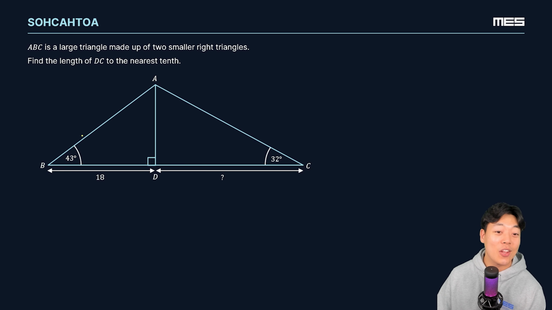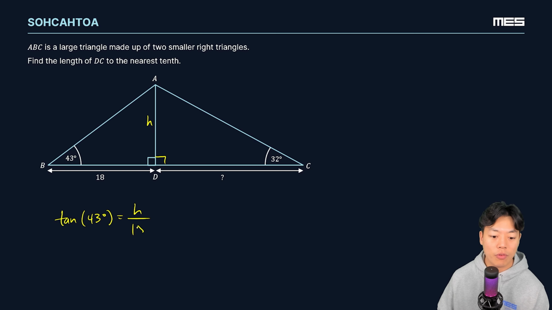ABC is a large triangle made up of two smaller right triangles. Find the length of DC to the nearest tenth. So this is what I'm looking for, this question mark. All right. I'm given this 43 degrees. I know that AD is a line that these two triangles within the larger triangle share, so this is also a right angle. So in order to find this H, I know that tangent of 43 degrees will equal H over 18. So H will be 18 times tangent of 43 degrees.